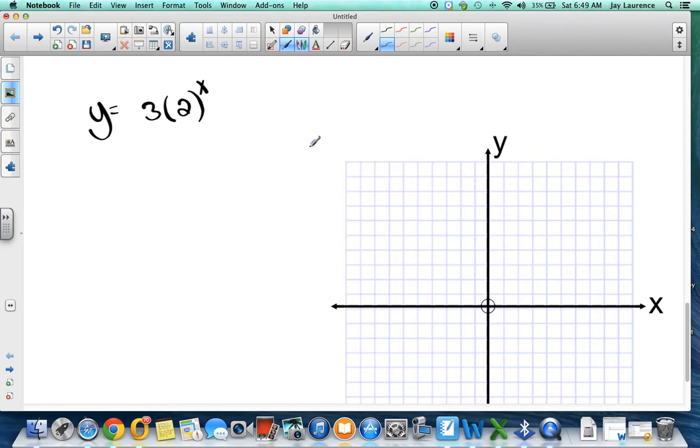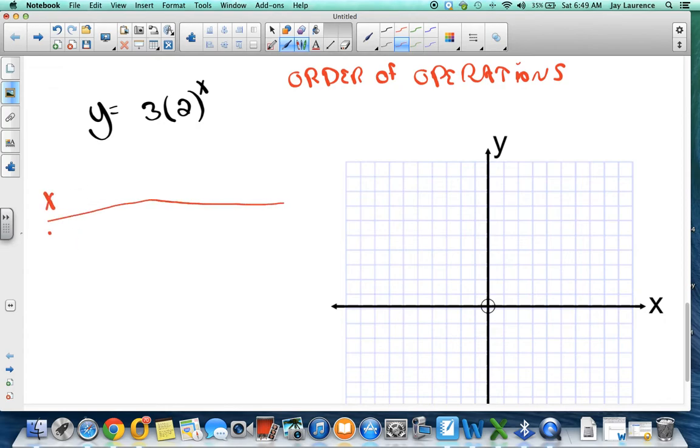That's the important thing. All right, now, there's been a lot of talk about problems like this. Remember, order of operations. Order of operations. It's super duper important. I'm still going to go ahead and make my input-output table. I'm still going to identify my asymptote.